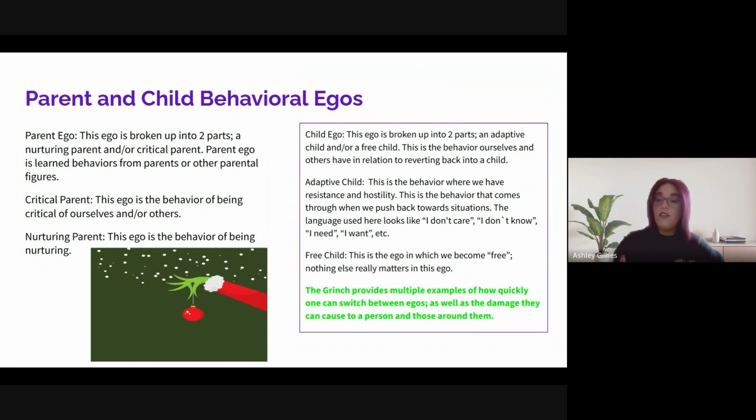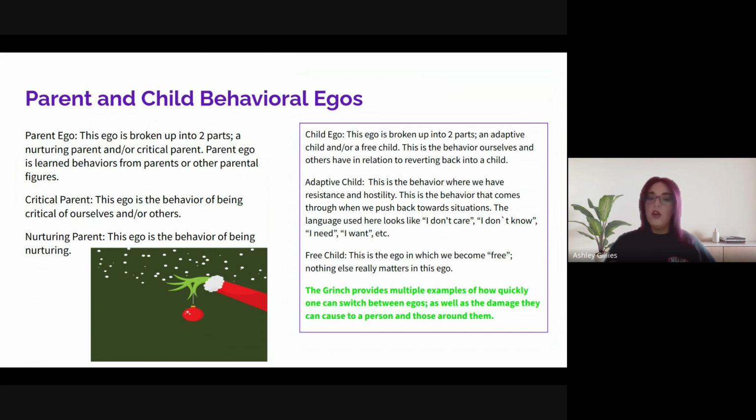So technically you have 5 different ways that you can behave. Again, yes, I know there's more to behavior, but this is what we're using for the triangle. So your parent ego, before we get into it, all it is is learned behavior. It is that simple. Do not overcomplicate it. It can be learned behavior from peers, learned behavior from mom and or dad, learned behavior from siblings. That's all it is, learned behavior.